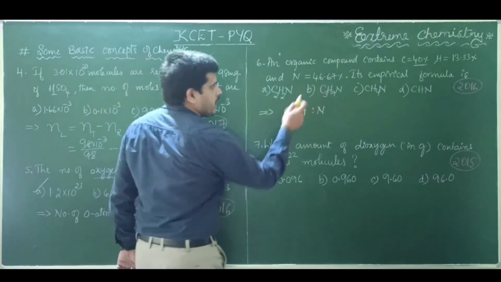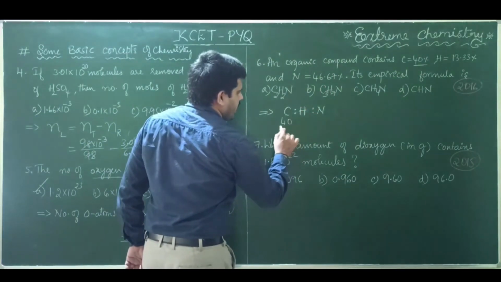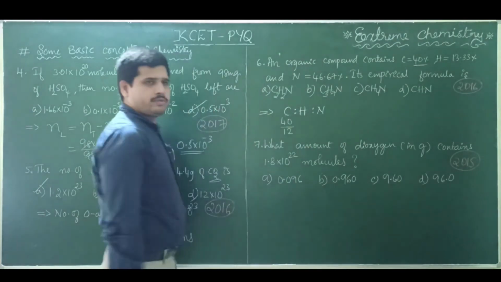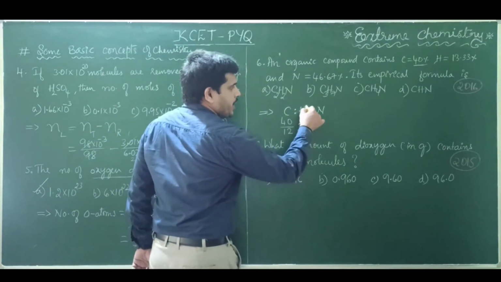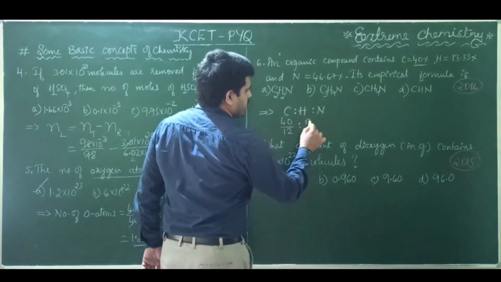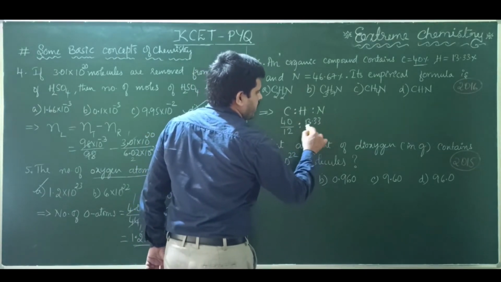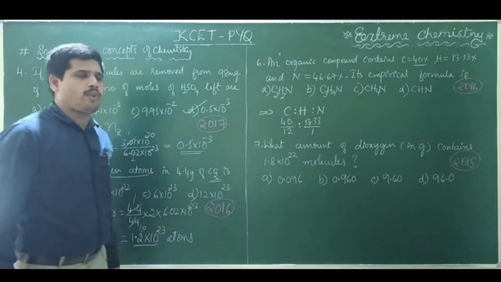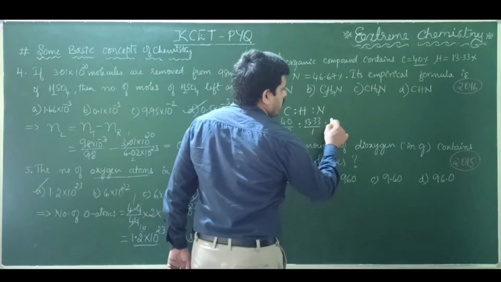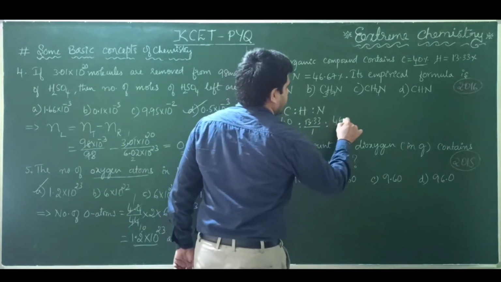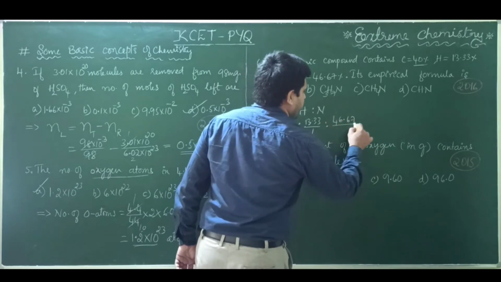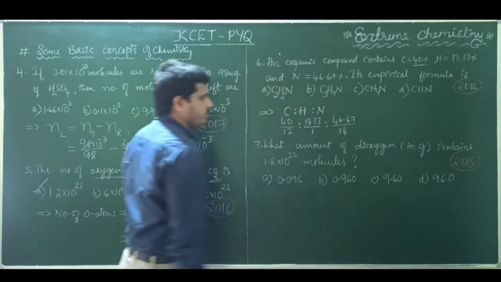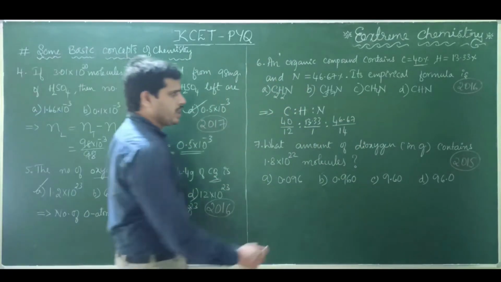So what I'll do is I'll go for carbon, which is 40 and its atomic mass is 12. Next, hydrogen, its given percentage is 13.33, divide by hydrogen atomic mass is 1. Then nitrogen, so what is the percentage? 46.67 percent, divide by its atomic mass is 14. That's it. Immediately the problem gets solved now.